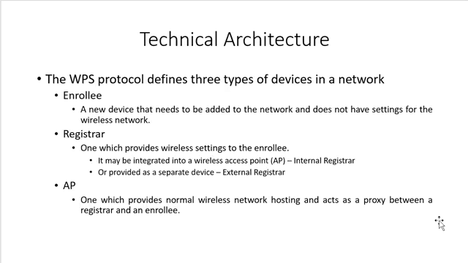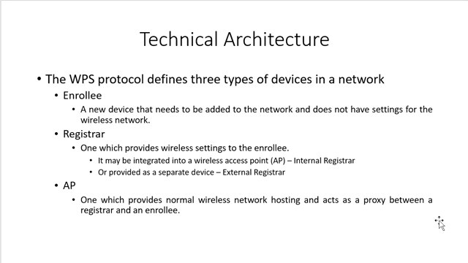Next is technical architecture. The WPS protocol defines 3 types of devices in a network. First is enrollee, second is registrar, third one is AP. So what do you mean by an enrollee? A new device that needs to be added to the network and does not have settings for the wireless network.